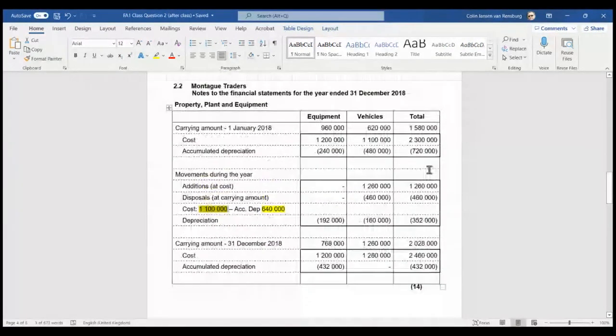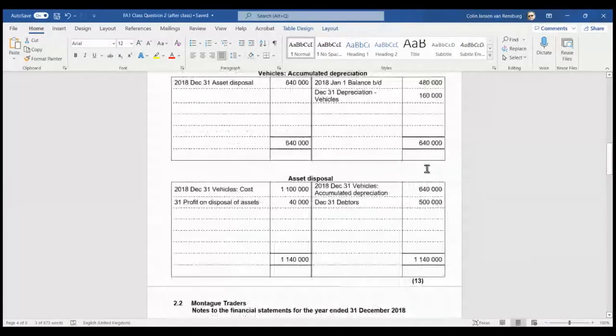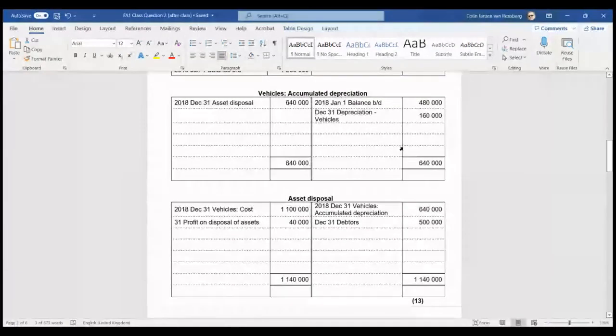Let's go and have a look at our accumulated depreciation for vehicles, ladies and gents. We saw that we had an opening balance there, opening balance at the beginning of the year of 480. What happened? What changed? What movements were there on that account? We increased that. Remember, this is a credit balance, right? We increased that credit balance by further crediting it with 160,000.